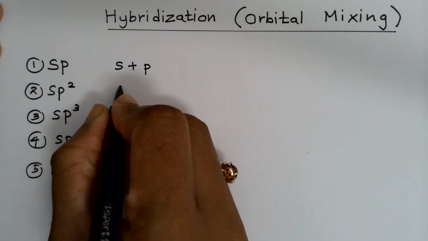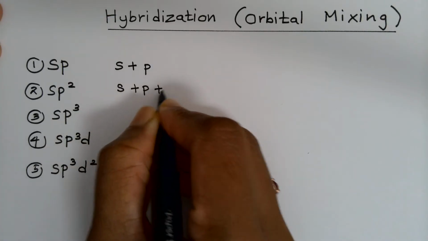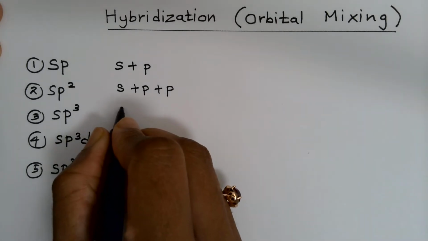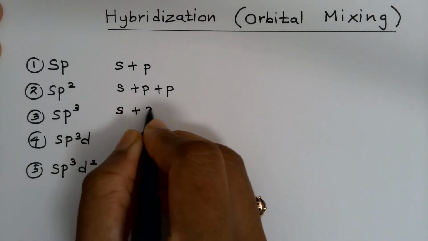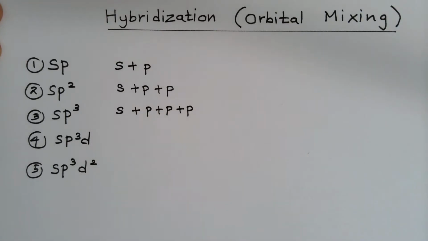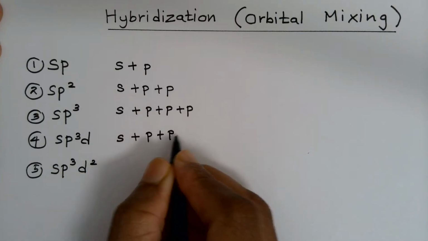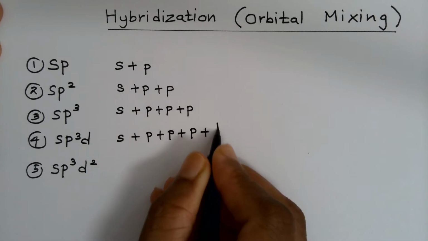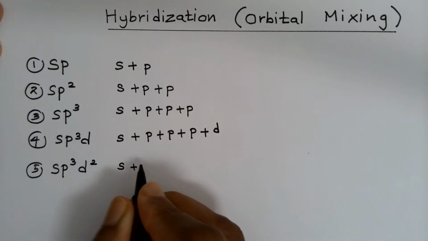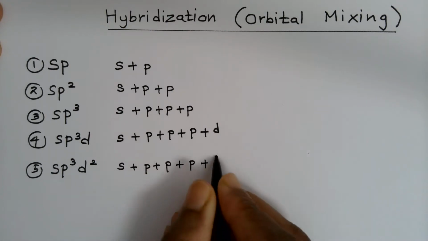And sp2 hybridized orbital meaning is 1 s orbital mixed with 2 p orbitals. That is, we got sp2. So this sp3 meaning is s orbital mixed with 3 p orbitals. sp3d means s orbital mixed with 3 p orbitals and 1 d orbital. sp3d2 means the same way, s orbital mixed with 3 p orbitals plus 2 d orbitals.